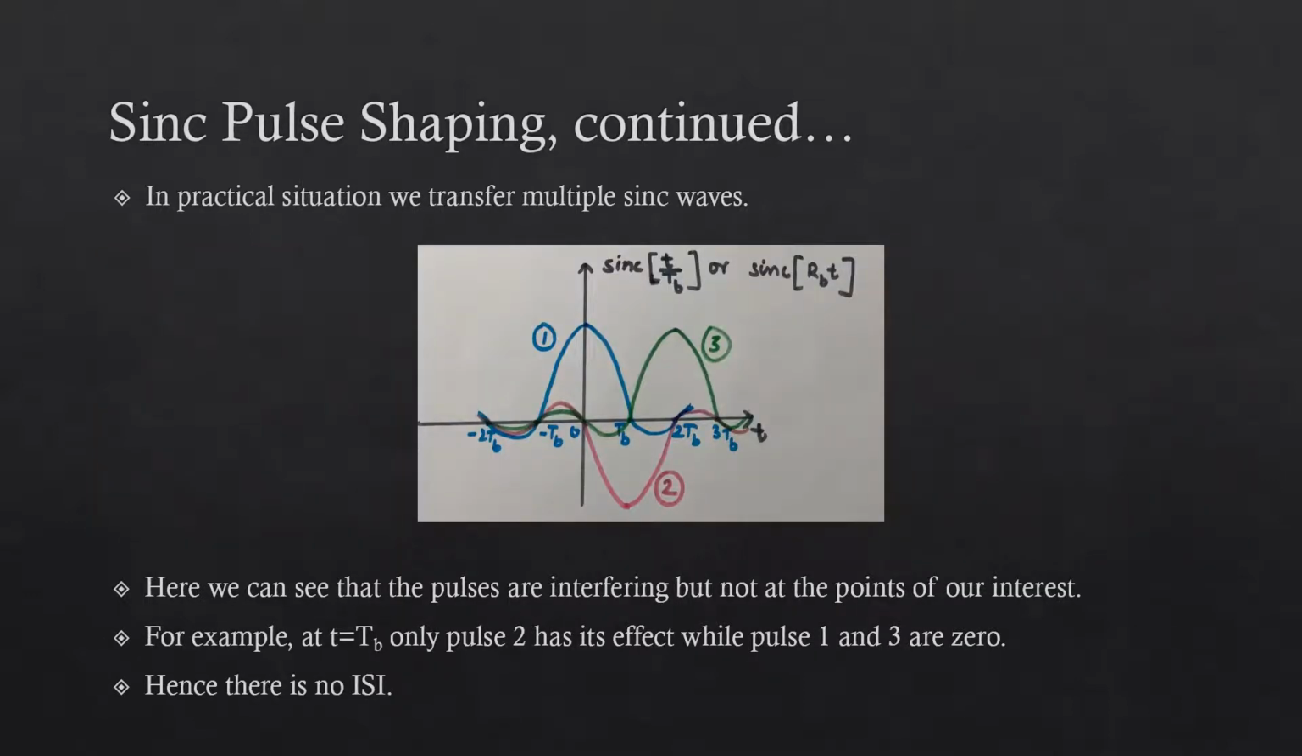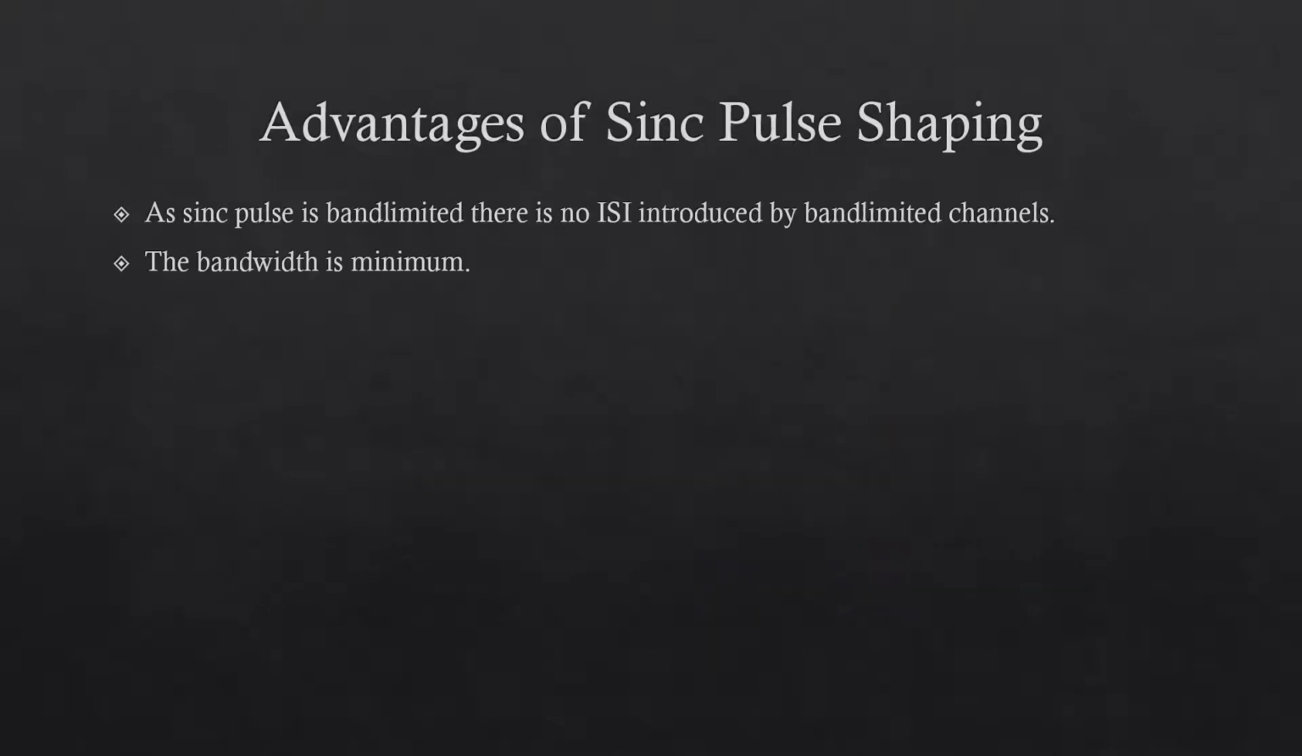In a practical situation, we transfer multiple sinc waves as shown in the figure. Here we can see that the pulses are interfering but not at the points of our interest. For example, at t equal to T_B only pulse 2 has its effect while pulses 1 and 3 are 0. Hence there is no ISI. Some of the advantages of sinc pulse shaping are: as a sinc pulse is bandlimited, there is no ISI introduced by bandlimited channels. Also, the bandwidth is minimum.